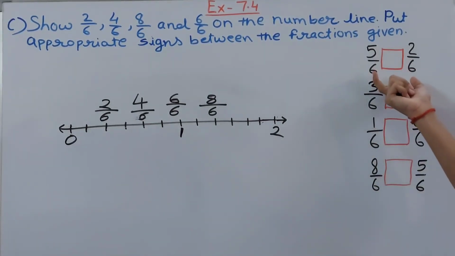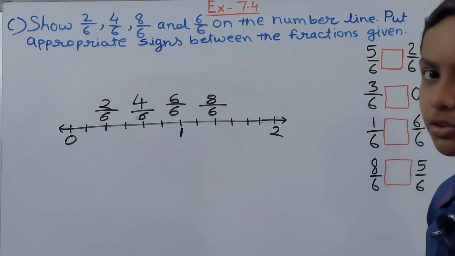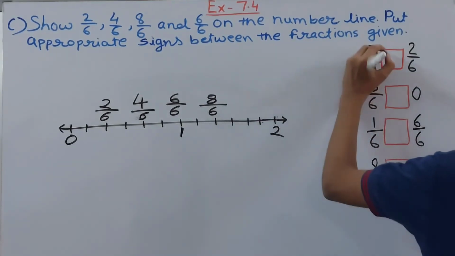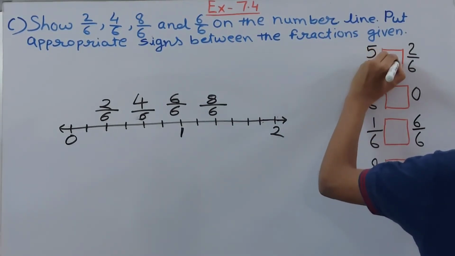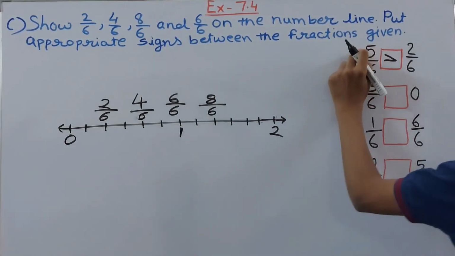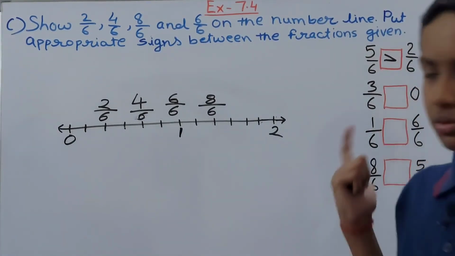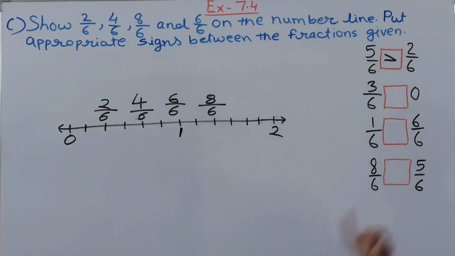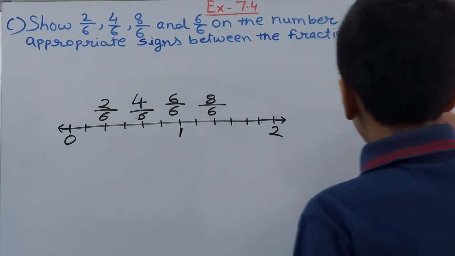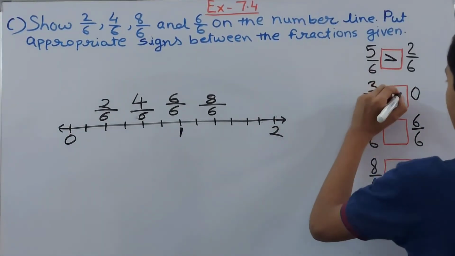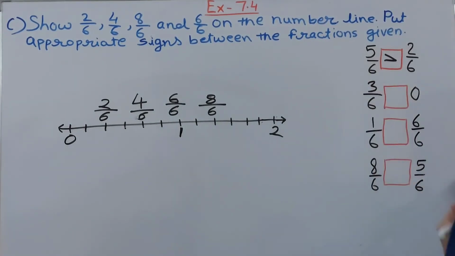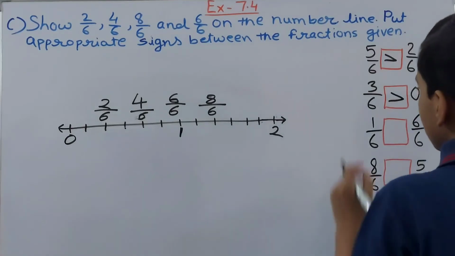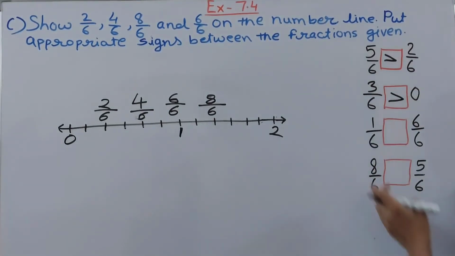So the denominators are equal in 5/6 and 2/6. So which is greater, 5/6 or 2/6? Obviously 5/6 will be greater because 5 is greater than 2. Next one, say 3/6 and 0. Now it is very clear that 0 is the smallest one. Any fraction will be greater than 0. So simply we can write here that 3/6 is greater than 0.